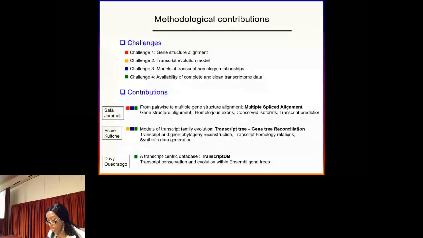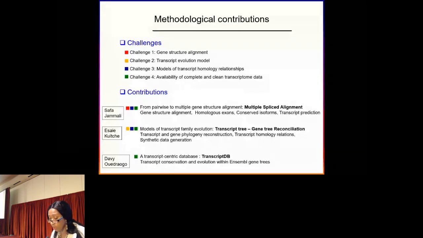The first set of work was led by Safa Jamali, who was a PhD student in the team and finished her PhD in 2021. She worked on challenge one, mainly to develop multiple splice alignment algorithms. These were used as well for gene structure alignment, detecting homologous exons, conserved isoforms, and transcript prediction. So first contributing to challenge one, challenge three, and challenge four.